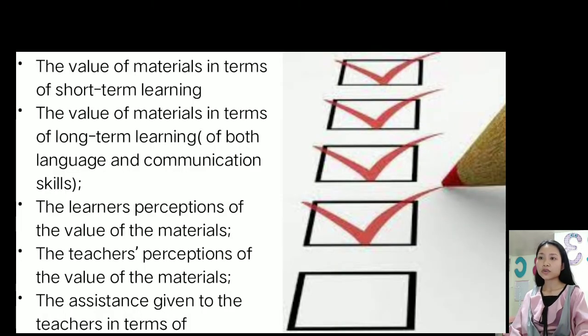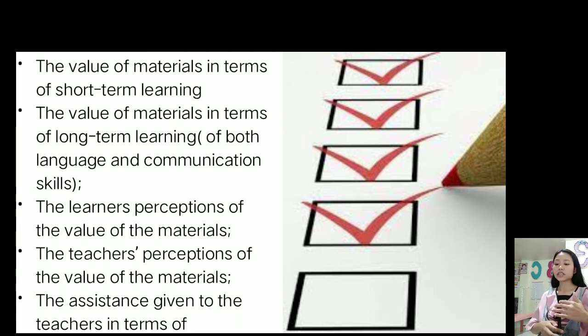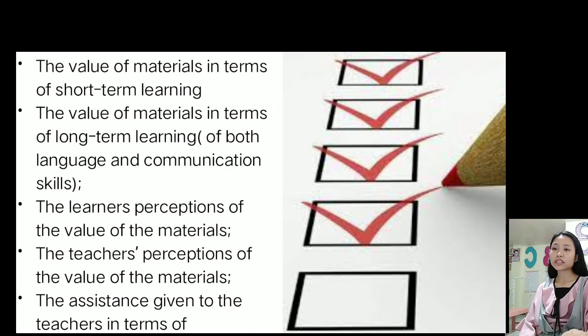Next is the value of materials in terms of short-term learning. Your material should consider the value of materials in performance on tests and examinations. Next is the value of materials in terms of long-term learning of both language and communication skills. So, materials should provide worth or usefulness in both language and communication.